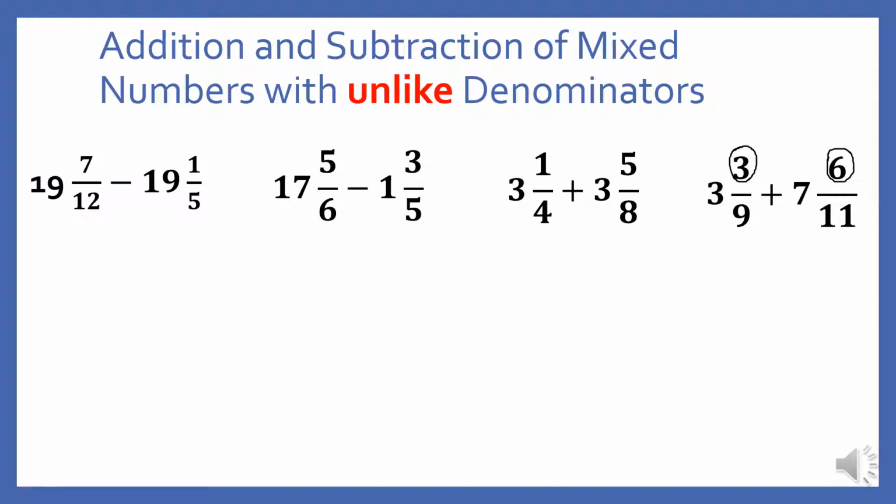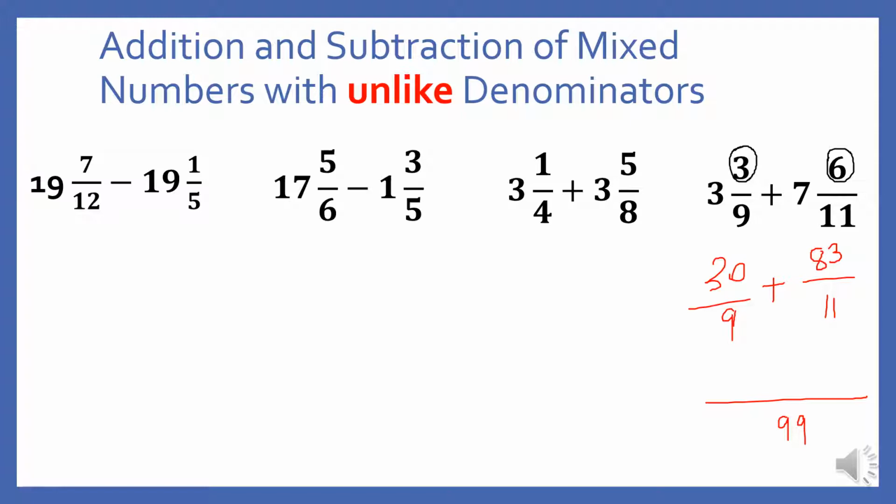All right, 9 threes are 27 plus 3 is going to give us 30. We're going to write 30 over 9 plus 11 sevens are 77, and 77 plus 6 is going to give us 83 over 11. Now the next thing we need to do is to find the LCM. What is the LCM of 9 and 11? I know it's big numbers, but you can multiply. You can go to your working column. The LCM of 9 and 11 is 99.